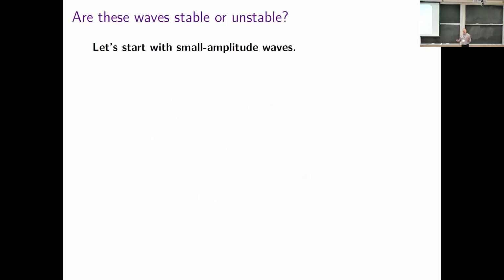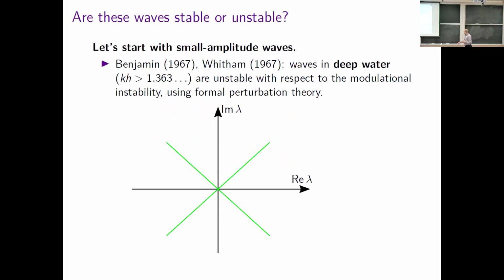Okay, so are these waves stable or unstable? Let's again start with small amplitude waves. The first results using formal perturbation expansions are from Benjamin and Whitham. Benjamin and Whitham, using entirely different types of calculations, found that waves in deep water are susceptible to what we now call the modulational instability, or the Benjamin-Feir instability.